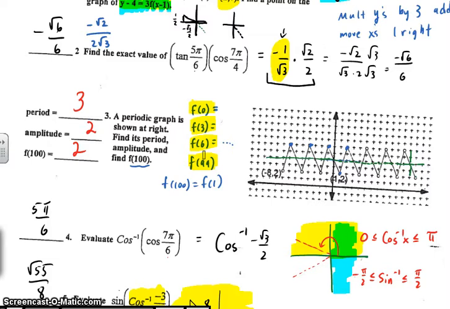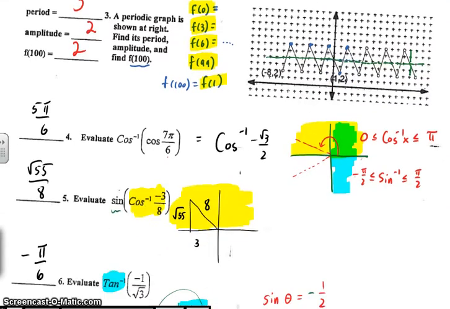And that means that f of 100 is going to be 1 unit further than f of 99. Thus, it's the same as f of 1. If I look at this graph, f of 1 is 2, and thus f of 100 must be 2. You should be able to follow that logic and figure that one out.